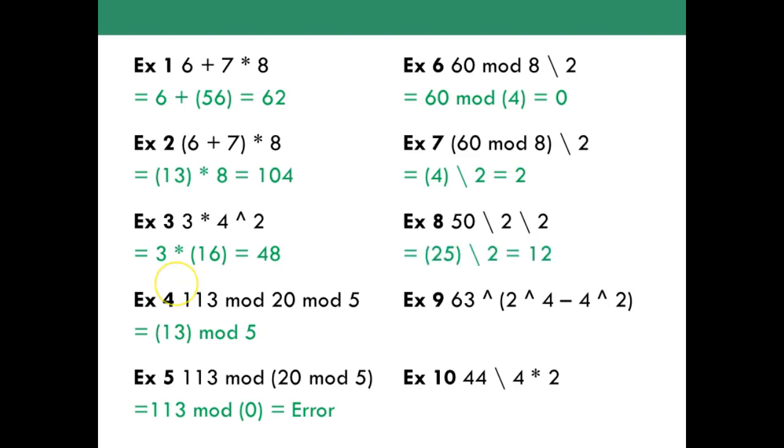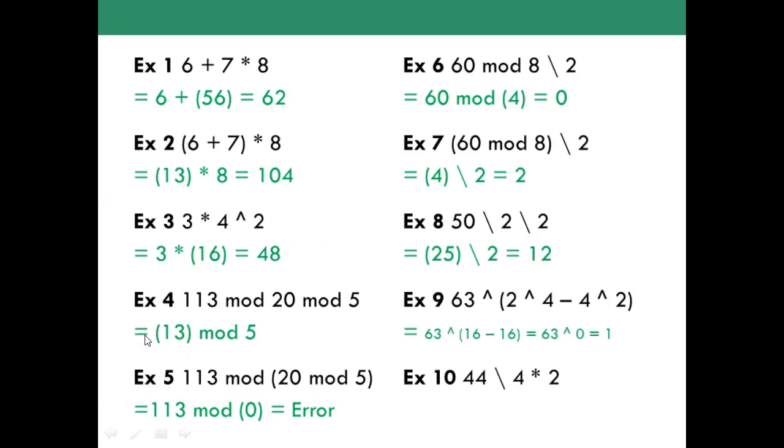Example 8. 50 divided by 2 is 25. That's an easy one. 25 divided by 2, which is an integer division, gives us 12. We lose the half.